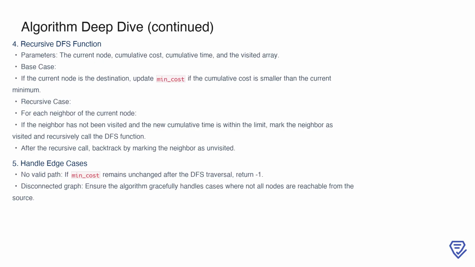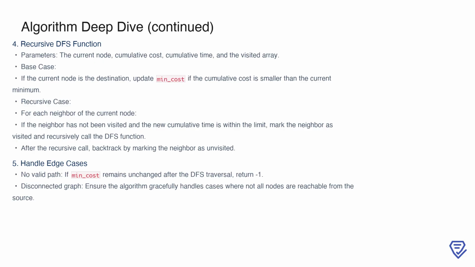The base case occurs when the current node is the destination. Here, we check if the cumulative cost is lower than the minimum cost found so far and update min_cost accordingly. For the recursive case, the algorithm iterates through all neighbors of the current node. If a neighbor hasn't been visited and the new cumulative time remains within the time limit, we mark the neighbor as visited and make a recursive DFS call.